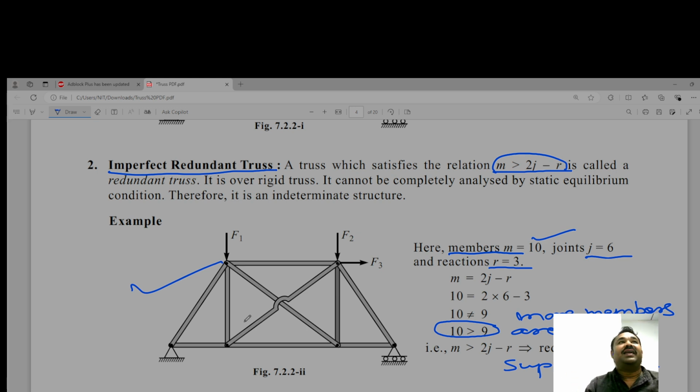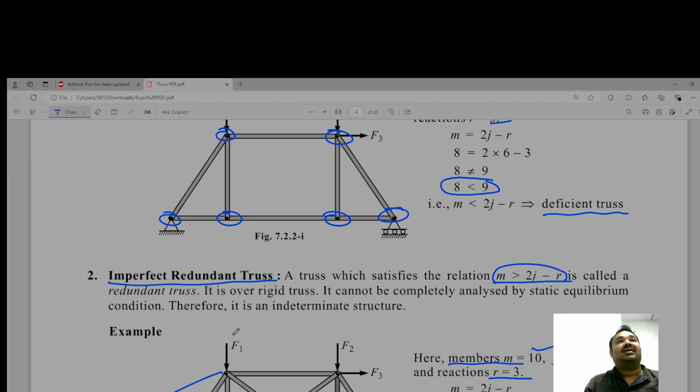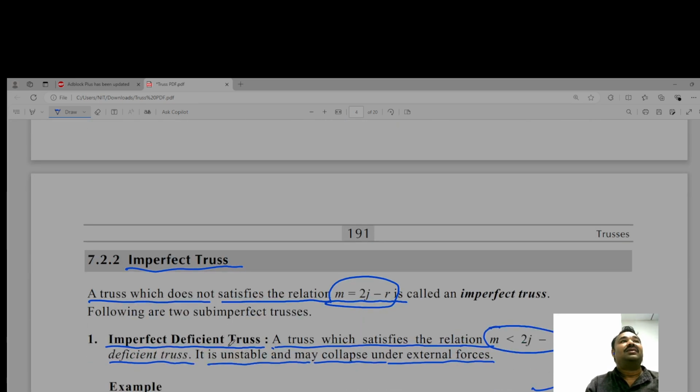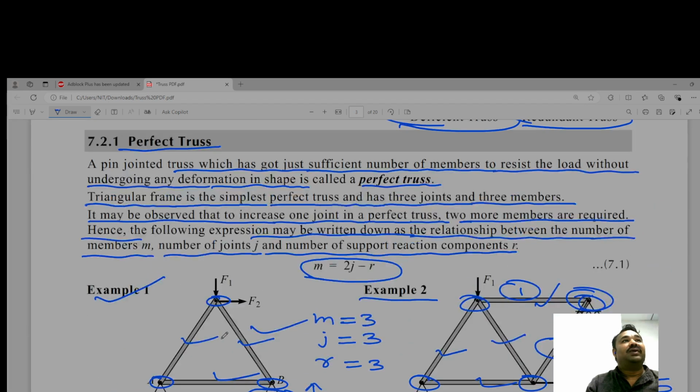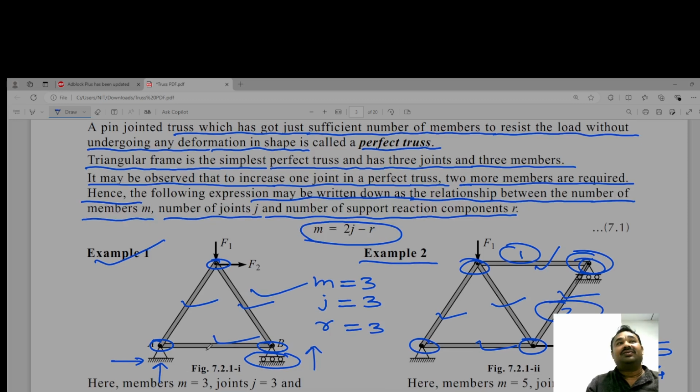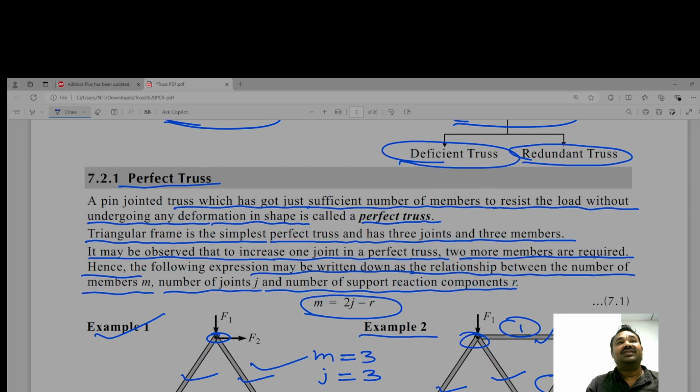So in this way, we came to know about the types of trusses and whether a truss is perfect or imperfect. Through the relationship, now we are able to check it.